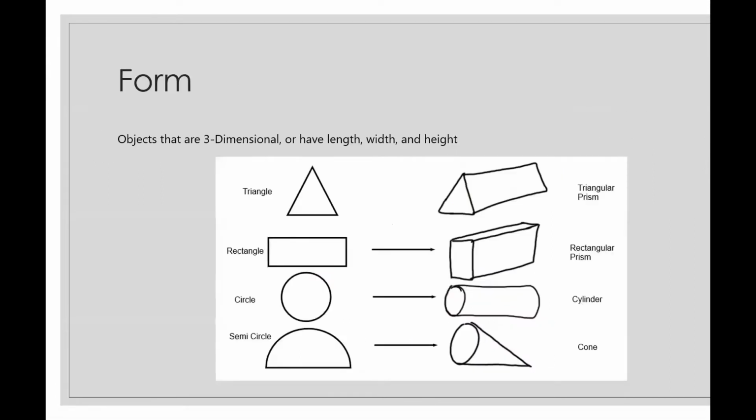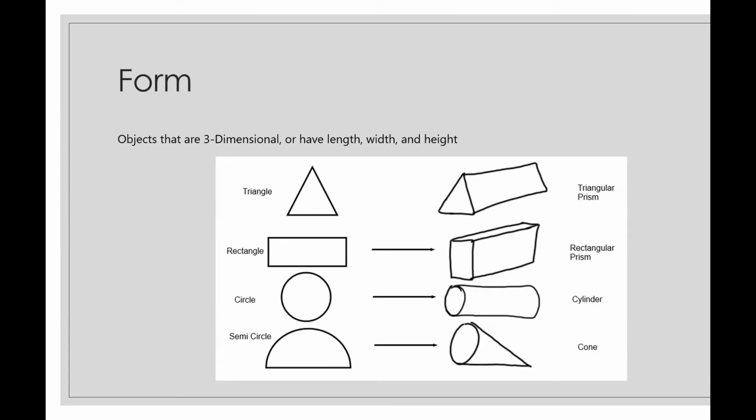Now, what are forms? Forms are the 3D versions. Shapes are 2D, which means they're flat on paper, and forms are 3D. Forms are what you do when you are working with sculpture, when you are making something. A circle is 2D, but a sphere is 3D. A rectangle is 2D, but a rectangular prism is 3D.